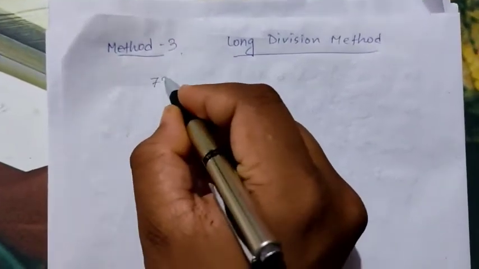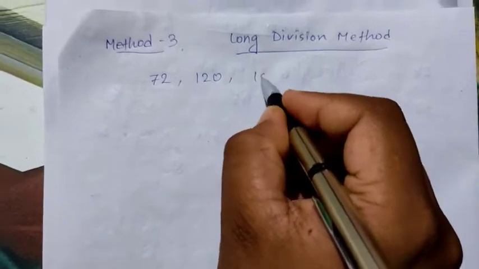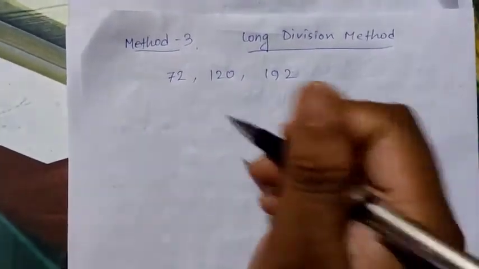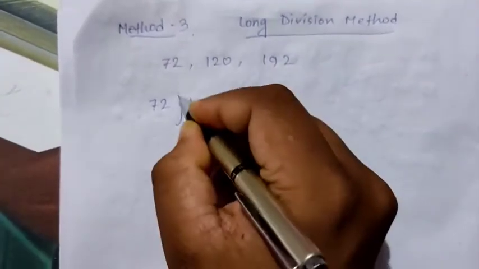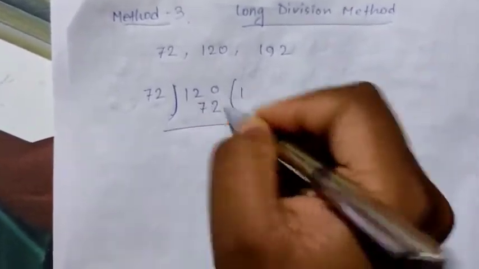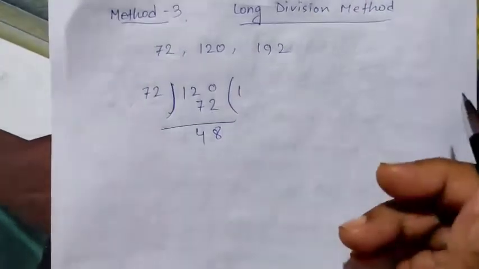For example, if I have to find the HCF of the same numbers, 72, 120, and 192. We have to find the HCF of them. So we will be taking any two of them first, and we will start the division. So 72, 1s are 72. So what is the remainder here? 8, and then 4. 48 is the remainder.